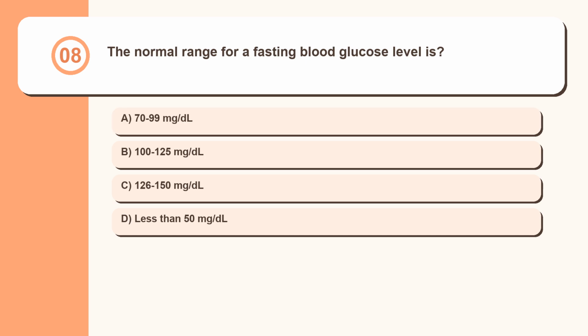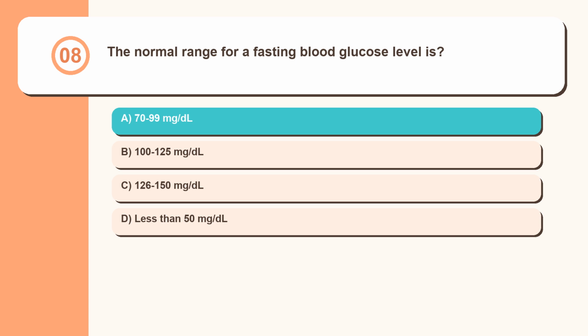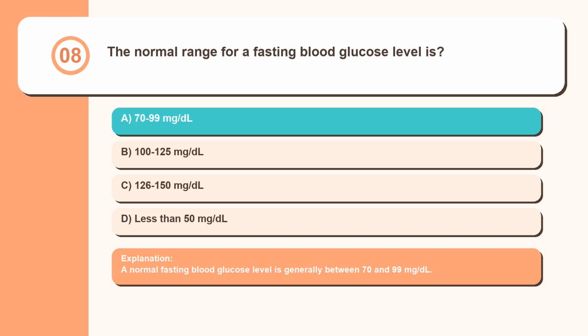Question 8. The normal range for a fasting blood glucose level is: 70 to 99 mg/dl, 100 to 125 mg/dl, 126 to 150 mg/dl, less than 50 mg/dl. A normal fasting blood glucose level is generally between 70 and 99 mg/dl.